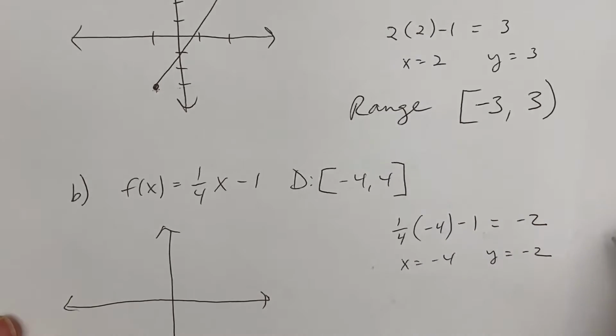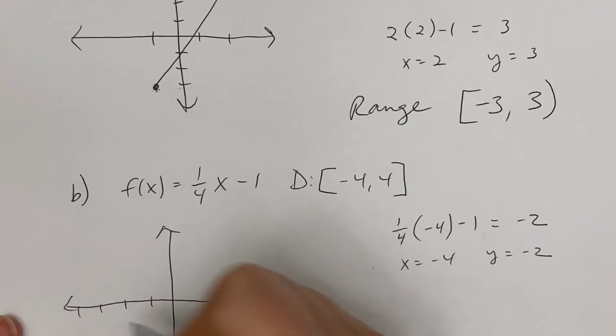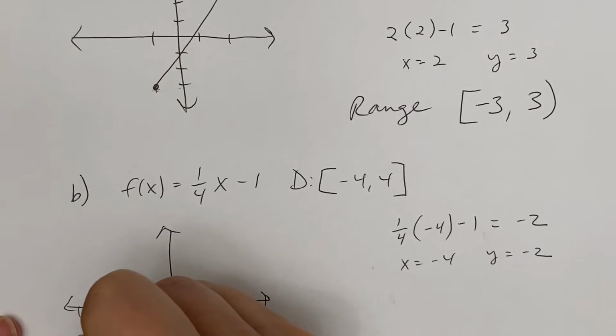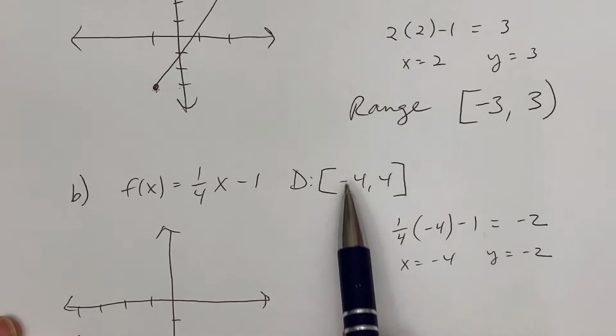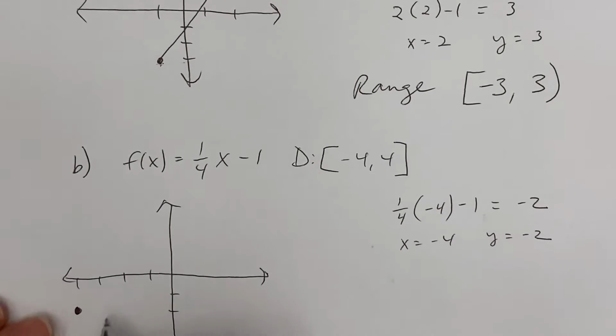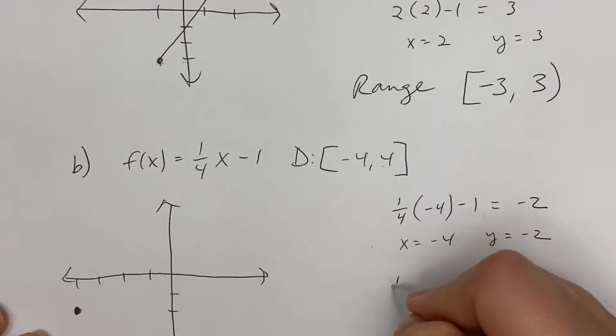So I'm going to go ahead and plot that point. So -4, -2. And both of these are going to be closed circles because we got square brackets on both bounds. So sorry, maybe couldn't see that. So here's -4, -2. And then next I'll substitute in the 4.